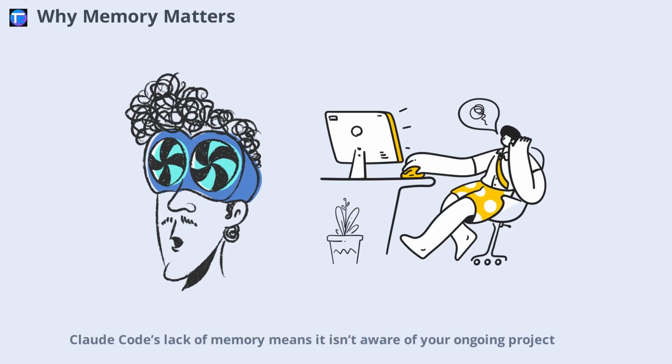Claude Code's lack of memory means it isn't aware of your ongoing project. It doesn't know what's been built, what's still pending, or which tools you've chosen. As a result, it might recreate files, miss dependencies, or forget decisions about your tech stack. Imagine having a helpful assistant who keeps forgetting what you said yesterday. The solution? Give Claude a persistent external memory, a place where it can relearn everything before starting work. This simple change can transform your workflow and eliminate repetitive explanations.